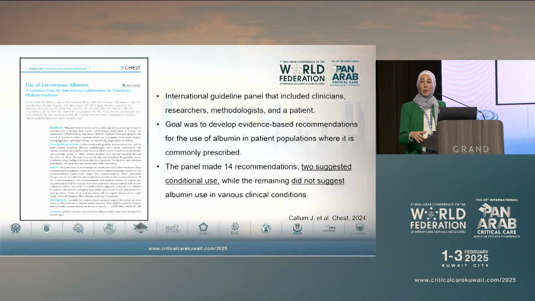They're the International Collaboration of Transfusion Medicine, and it included, just like any other guidelines, clinicians, researchers, methodologists, and they also had a patient that was involved with the guidelines. And the goal was pretty much to develop some guidance in terms of the appropriate use of albumin. The interesting part was that there were 14 recommendations made within those guidelines, only 2 suggested conditional use. The rest suggested not to use albumin.